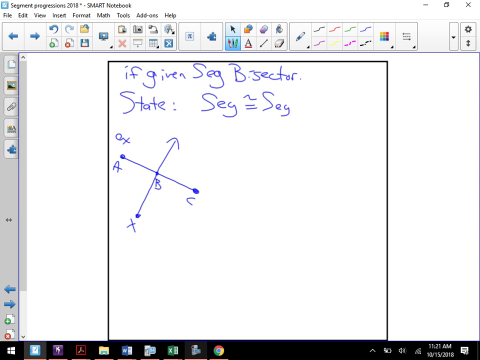So if you're given that XB is the bisector of AC, the two segments that are congruent then would be what? Yep.